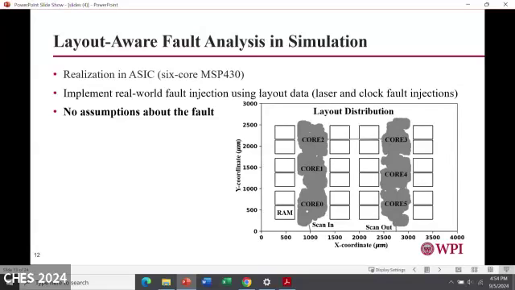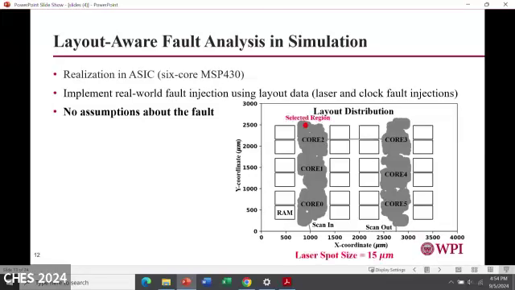So this is the layout distribution of our 6-core MSP430. You see each core has 4 banks of RAM, and all of these cores are highlighted in the layout. The gray bubbles represent the standard cells. And you can see we have a scan chain that connects all of them.